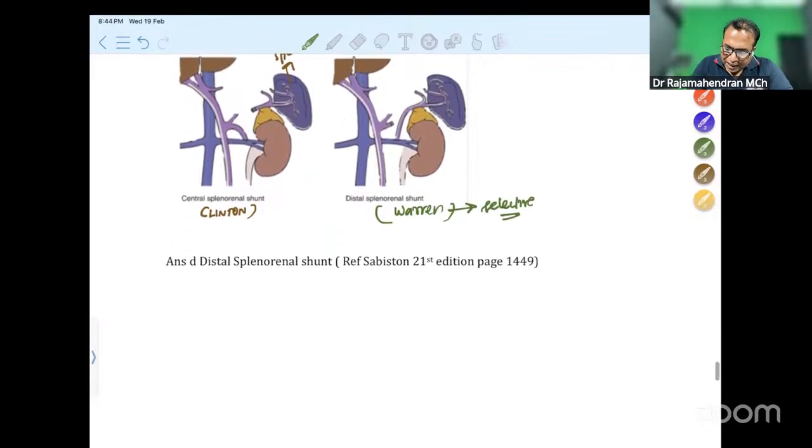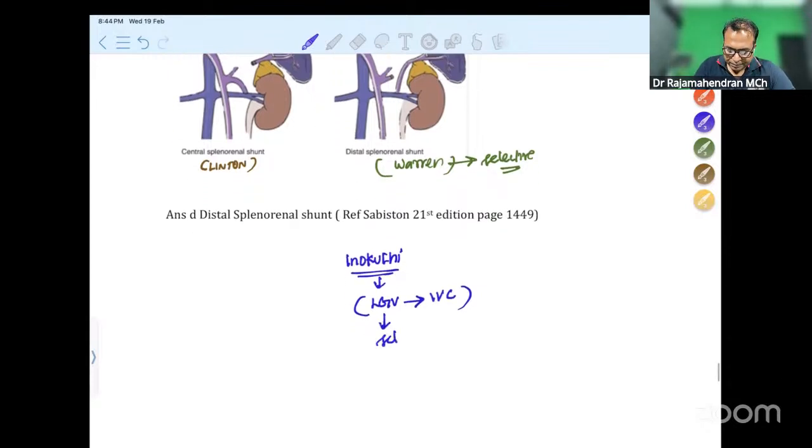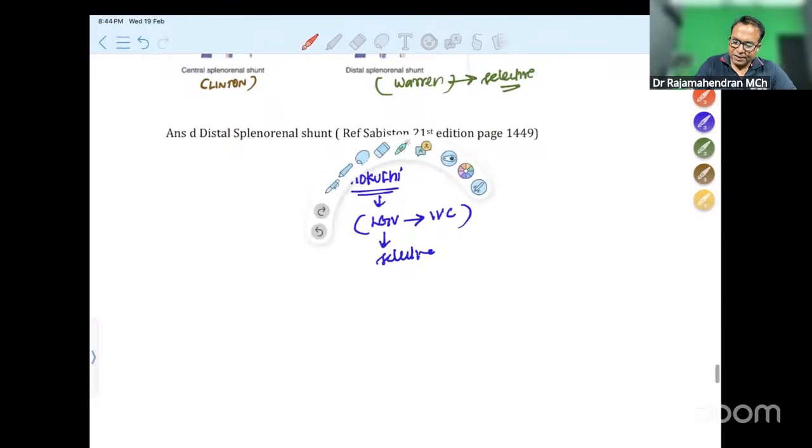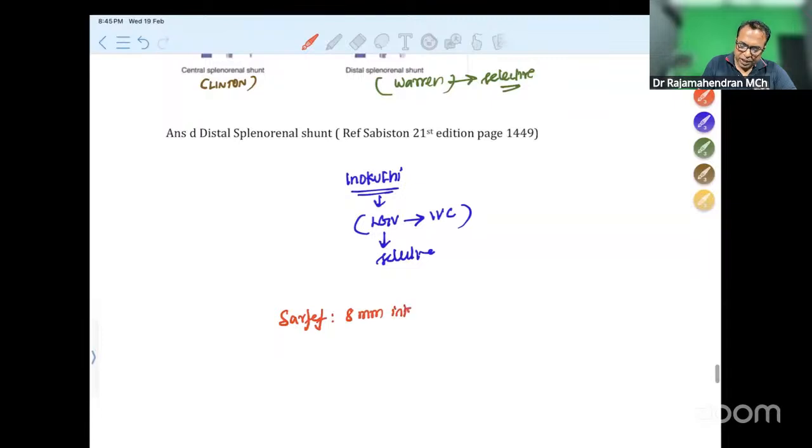So is there any other selective shunt? Yes, Inokuchi shunt. It's a selective shunt. Inokuchi is a left gastric vein to IVC shunt. That is also called as selective shunt. What is Sarfe shunt? It is an 8 millimeter interposition shunt.